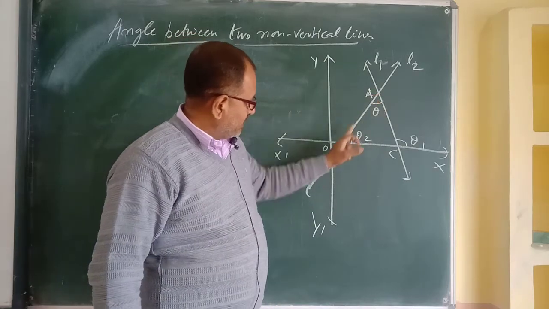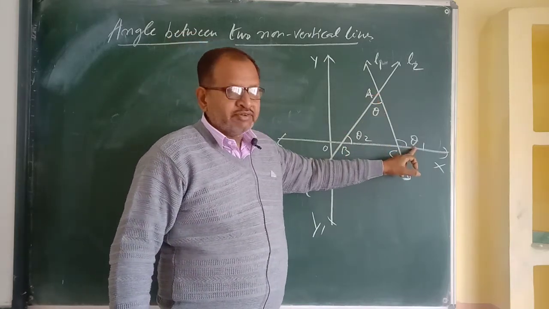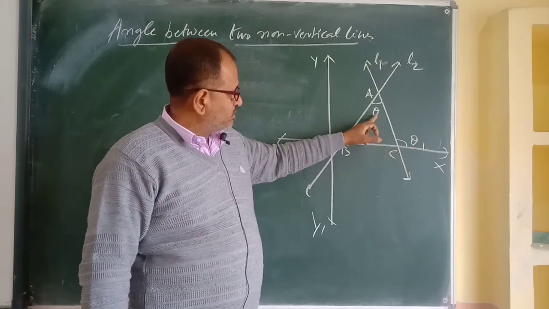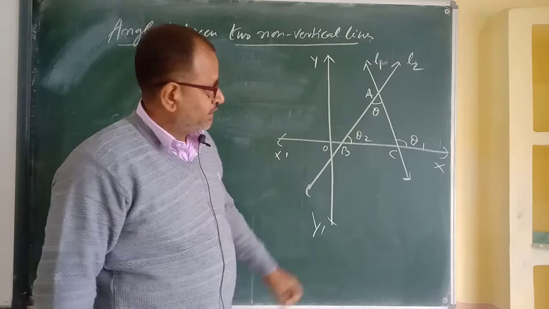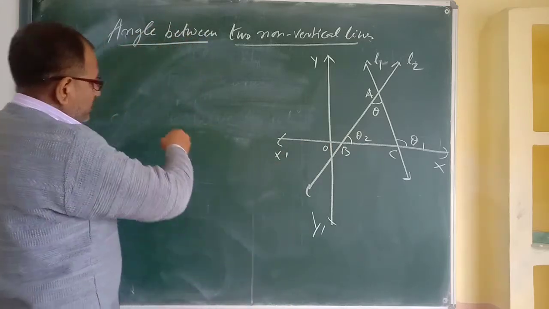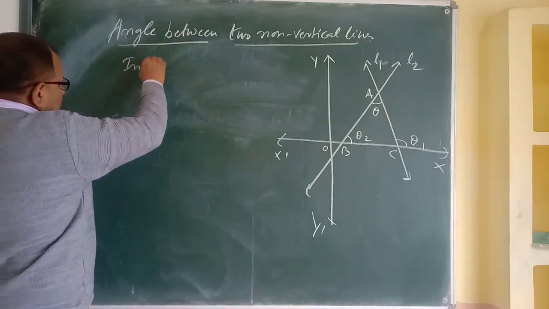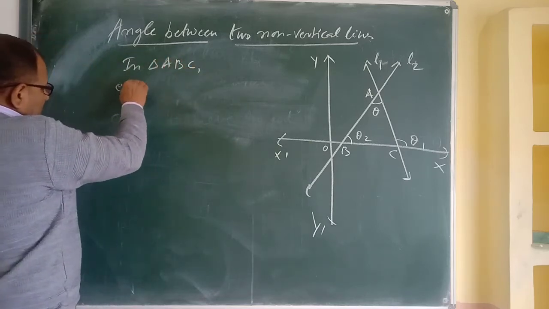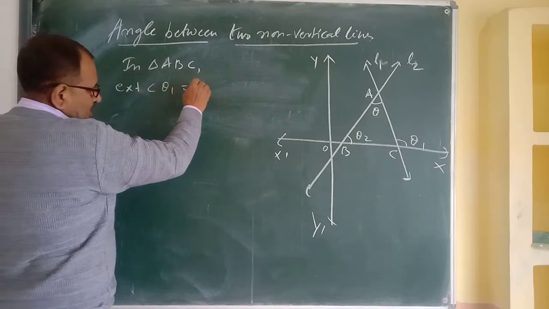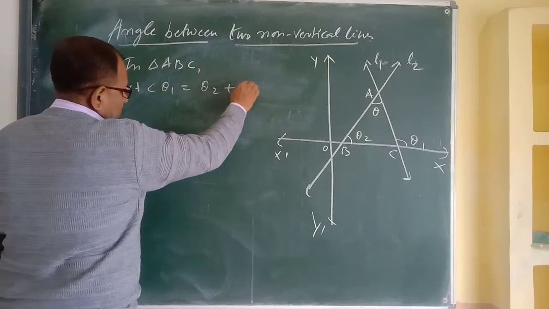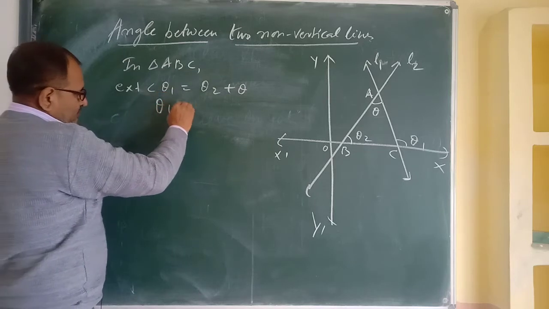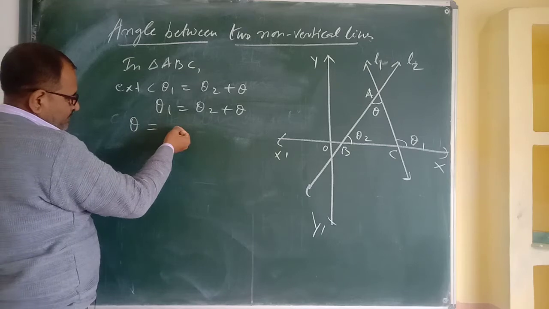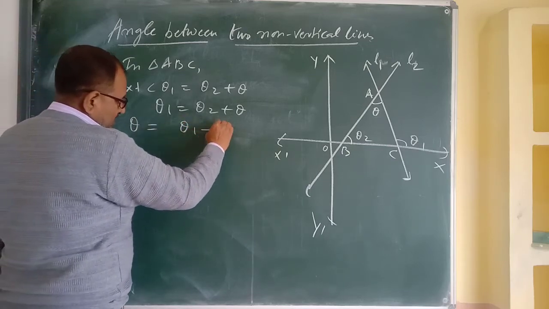In this triangle ABC, this angle theta 1 is the exterior angle. And we know that the exterior angle is equal to the sum of the two opposite interior angles. So apply this property of the triangle. We can write, in triangle ABC, exterior angle theta 1 will be equal to theta 2 plus theta. So theta 1 is equal to theta 2 plus theta. So what will be theta? Theta will be theta 1 minus theta 2.